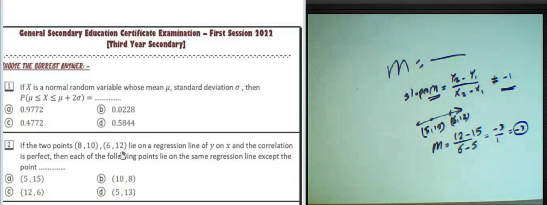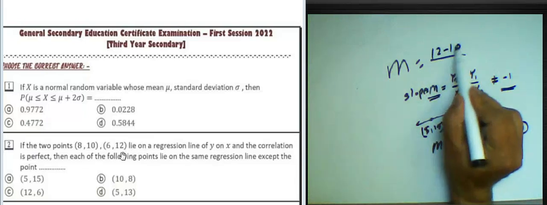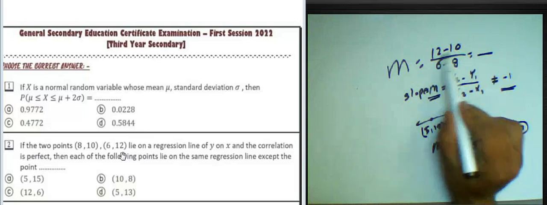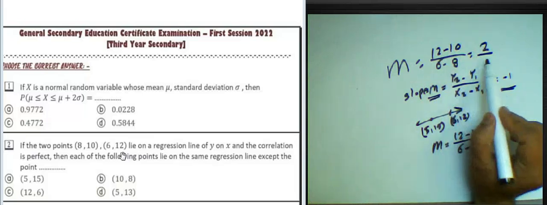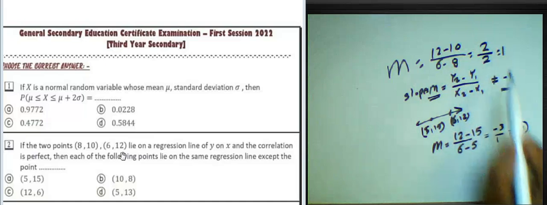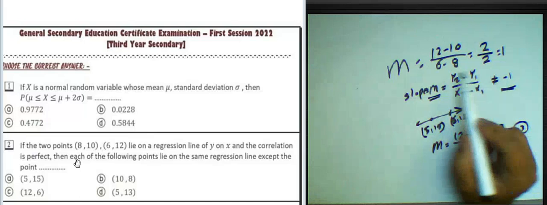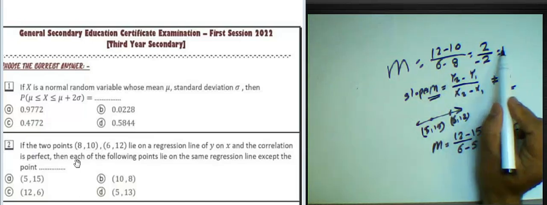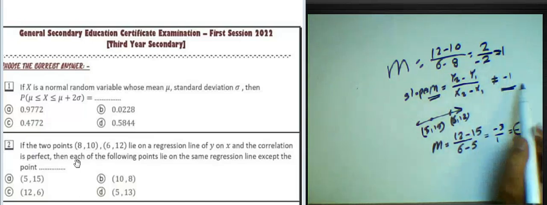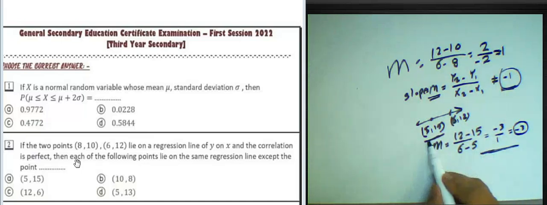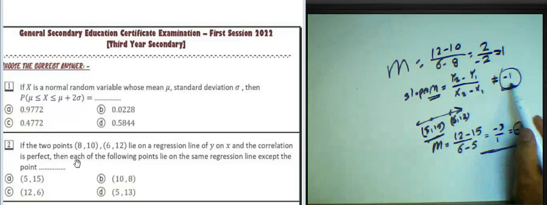Equal 12 minus 10 over 6 subtract by 8. 12 minus 10 equal 2, 6 minus 8 equal negative 2, and 2 divided by negative 2 equal negative 1. Again, 12 subtract by 10 over 6 minus 8. 6 minus 8 here equal negative 2. Then the slope will be equal negative 2.